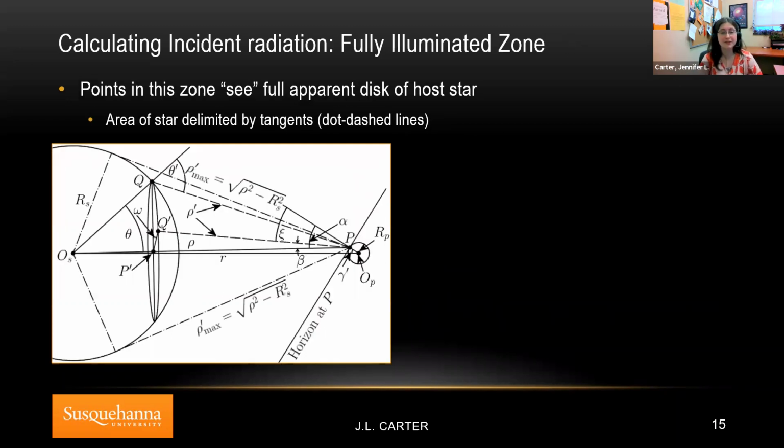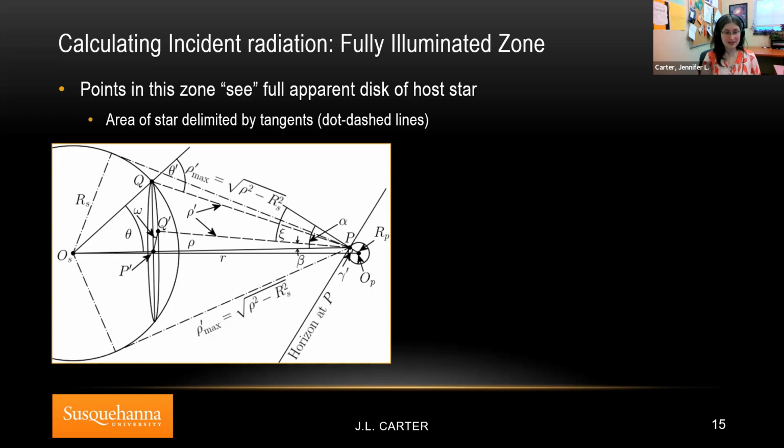So let's look at the fully illuminated zone. We don't actually see the half hemisphere of the host star in this case. We only see the full apparent disk, which forms a spherical cap between these two tangent lines between point P and the star. Within the fully illuminated zone, this horizon at P, which is just a plane focused at point P and tangent to it, does not intersect the surface of the host star.